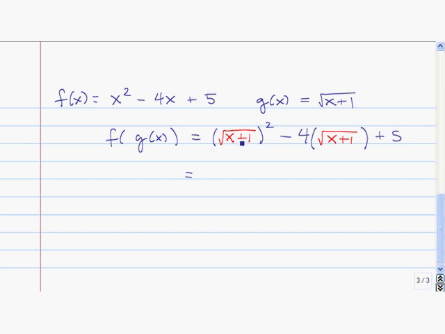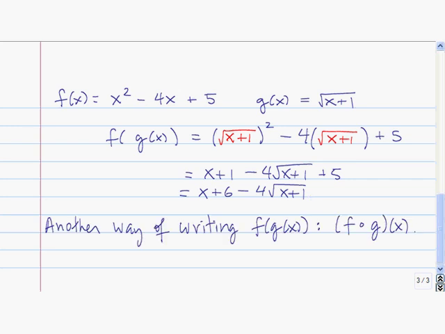The square root of x plus 1 quantity squared is x plus 1. This can't be simplified, so we have minus 4 square root of x plus 1 plus 5. We can combine the 1 and the 5. So we have x plus 6 minus 4 square root of x plus 1.